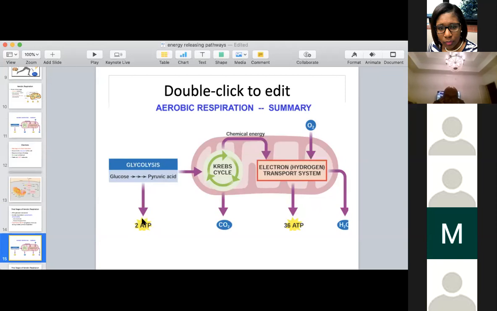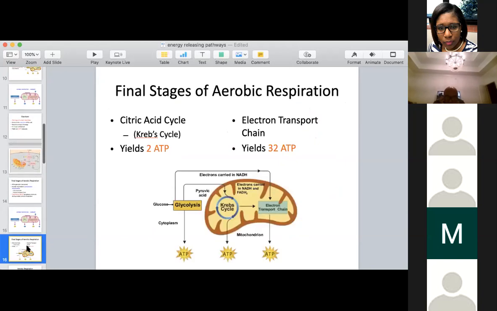Glycolysis is going to yield a net production of 2 molecules of ATP. The process continues into the mitochondria. We have the Krebs cycle and the electron transport chain that are each going to produce respectively 2 and 34 ATP molecules for a net of 36 ATP molecules being made. I'm sorry, 32. So the final stages of aerobic respiration take place in the mitochondria.